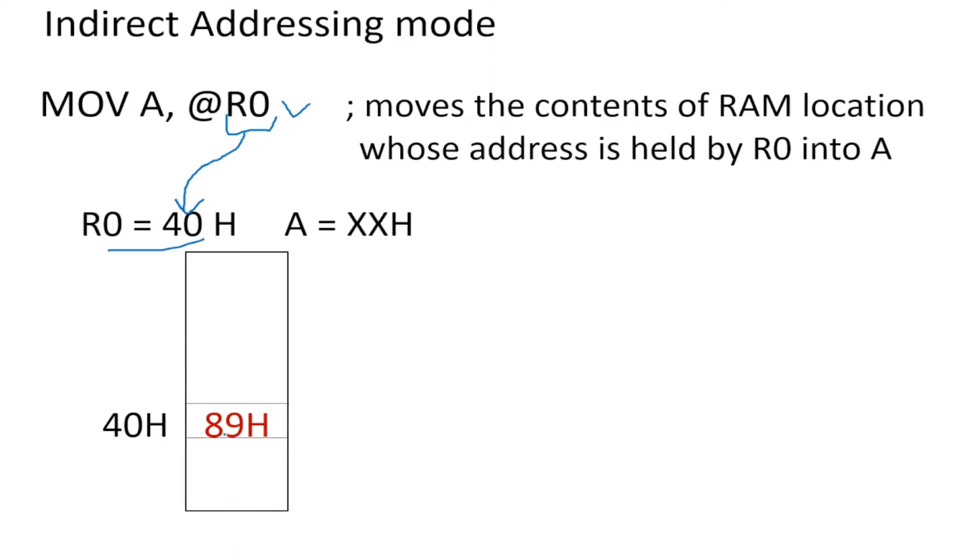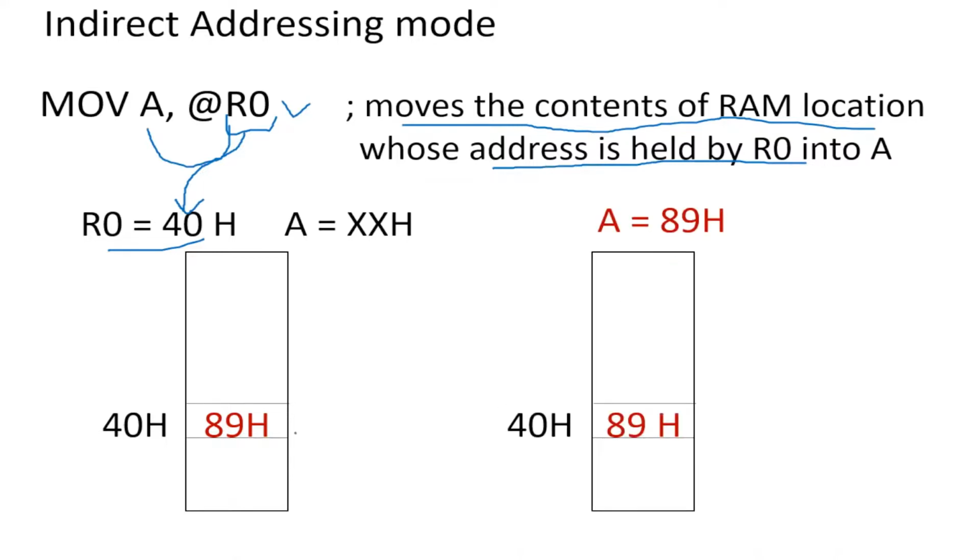What is the content of 40H? It is 89 into accumulator. So in short, I can say that it moves the content of the RAM location whose address is held by R0. After execution, this 89H is moved into the accumulator. This is the way of moving the content of memory into the accumulator.